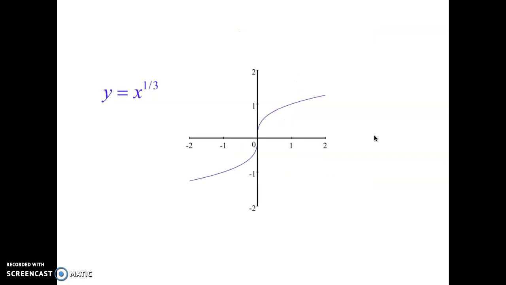Let me give you another example. Y equals x to the 1/3, or the cube root of x.